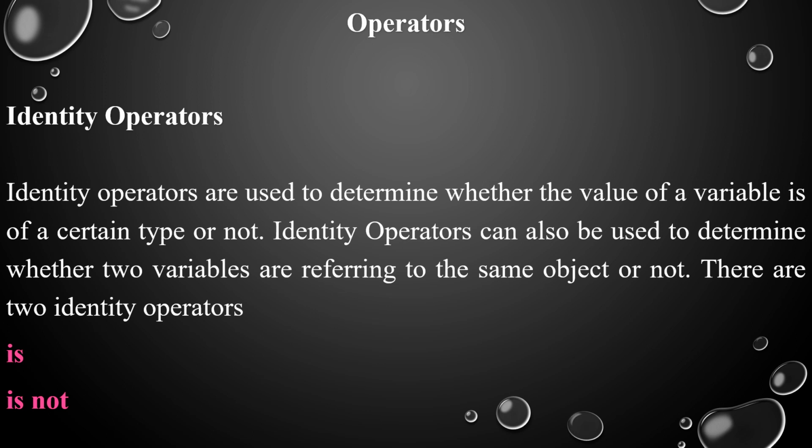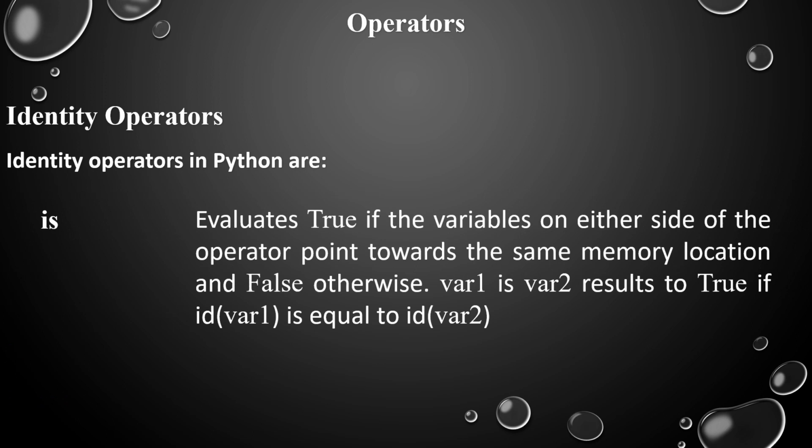So these identity operators can be used to determine whether two variables are referring to the same object or not. There are two identity operators in Python: is, and is not. The first identity operator is. It should be written in lowercase, and it evaluates to true if the variables on either side of the operator point towards the same memory location.